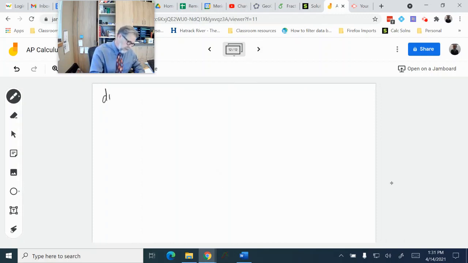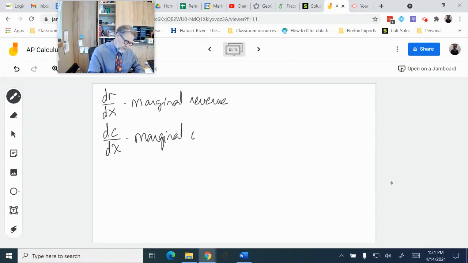The rate of change of revenue with respect to X is called the marginal revenue. The rate of change of cost with respect to X is called the marginal cost. And one way to think about these is what happens at the margins.